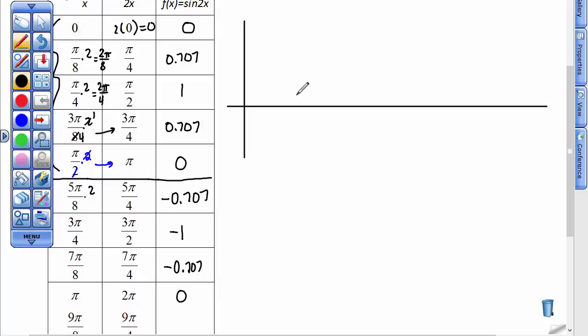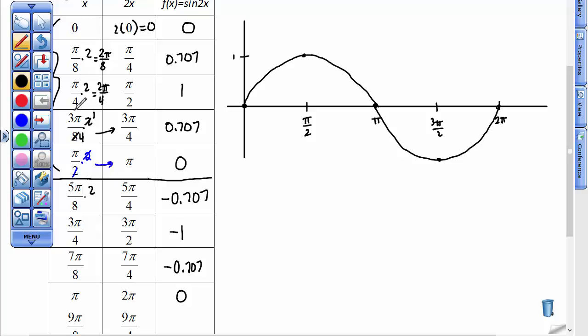So please remember that when x was pi over 2, for the sine of x, just the sine of x, my output would be 1. Don't forget when x is 0, y is 0. At pi, I'm back to 0. At 3 pi over 2, I'm down to a negative 1. And at 2 pi, I'm back to 0. So the regular sine curve, sine of x, looks like this.